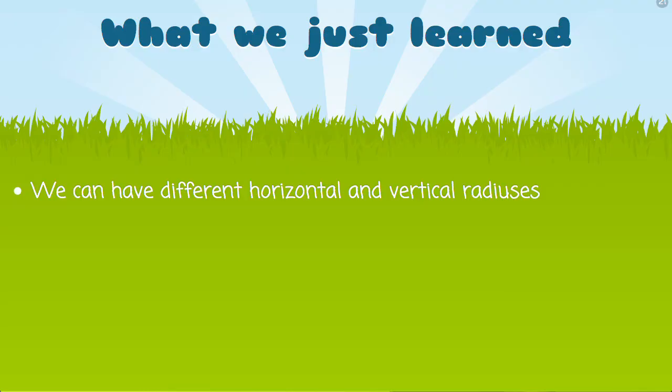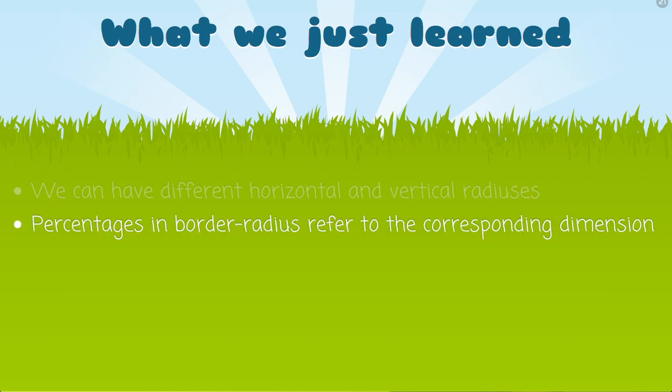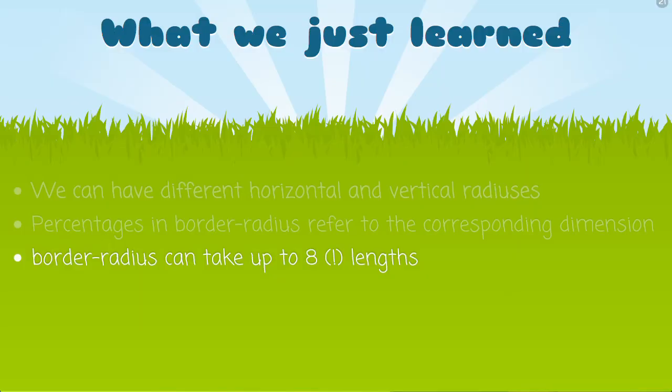So a recap again, what we just learned. We can have different horizontal and vertical radii, both are correct. Percentages in border radius refer to the corresponding dimension. So if you use 50% horizontally, for instance, it refers to the width. If you use percentages for the vertical radius, it refers to the height. And if you just use one number, it refers to the width for the horizontal radius and the height for the vertical radius. Border radius can take up to 8 lengths if you want, but you don't really need to.